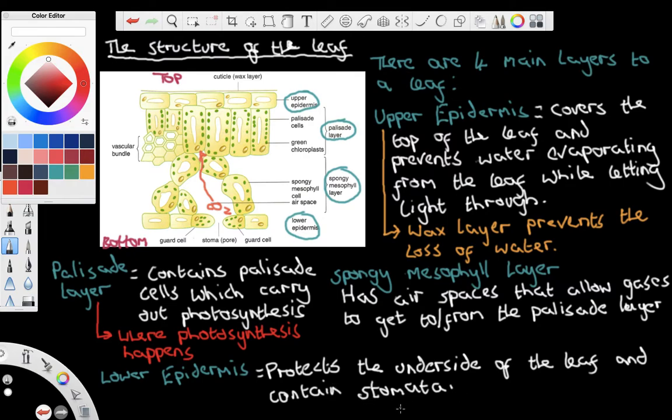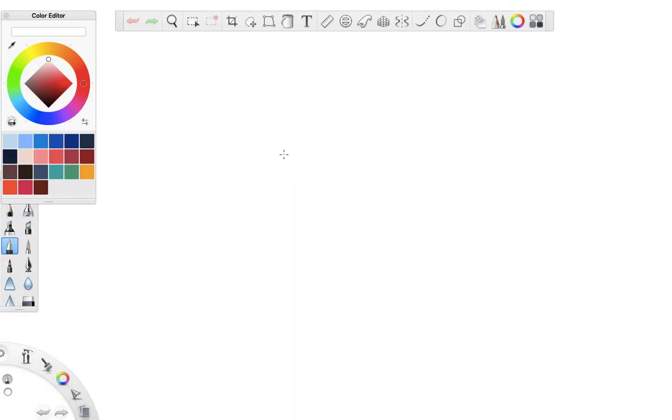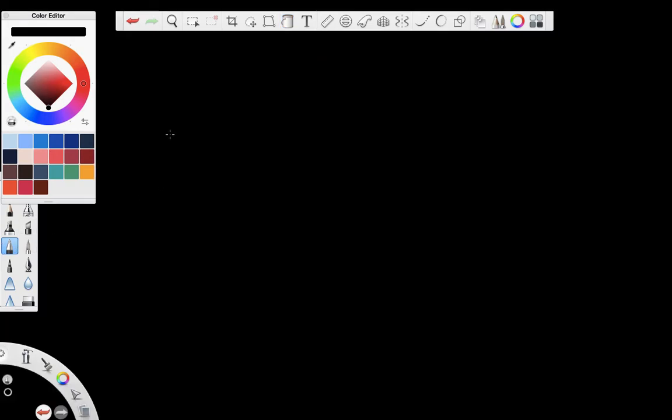Now, this is our final bit that I want to talk about, these stomata. Okay, so if we refresh our screen, if we send it back to black, and if we put our final keyword for the day, stomata.